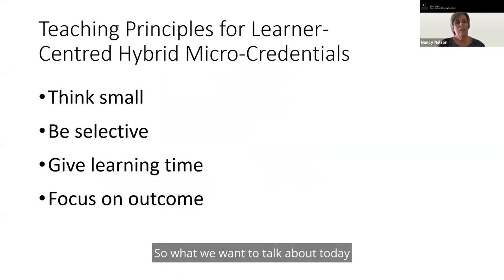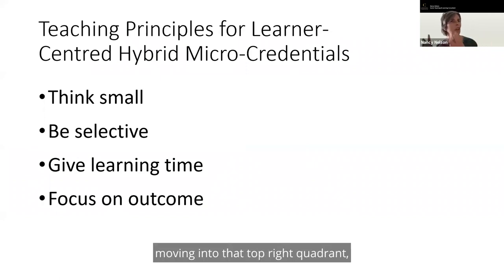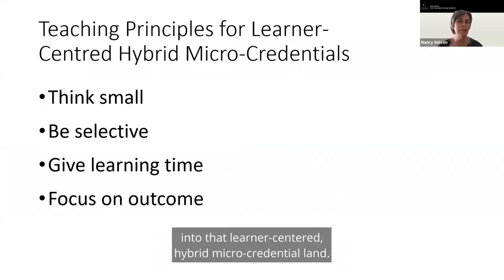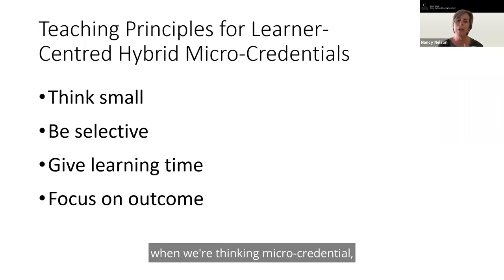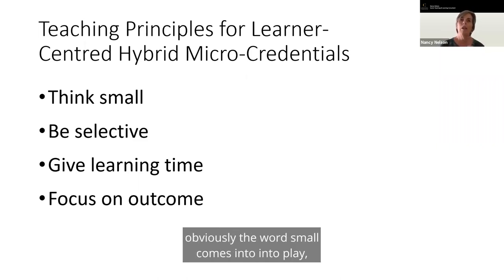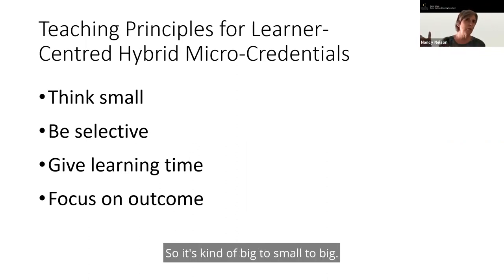So what we want to talk about today are some of the teaching principles that we want to consider if we're thinking about moving into that top right quadrant, into that learner-centered hybrid micro-credential land. And so four of the main things we need to think about is, first of all, when we're thinking micro-credential, obviously the word small comes into play. But we need to see the big picture first, but then think small in order to have the big impact. So it's kind of big to small to big.